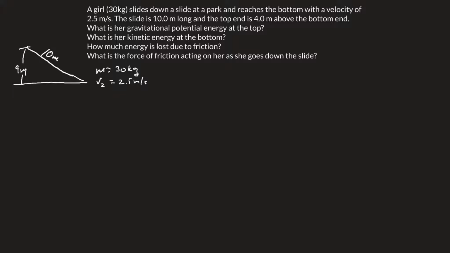So her gravitational potential energy at the top of the slide, and this is not in any way related to the velocity, so all we need is the height. Now this is your change in height straight up from the ground. So her h is going to be 4 meters, not 10 meters.